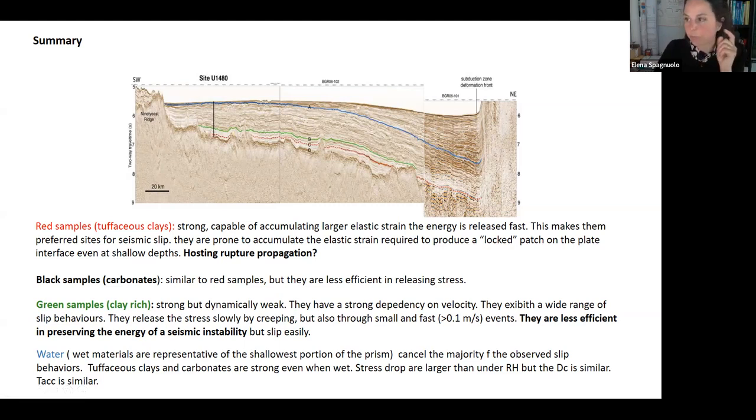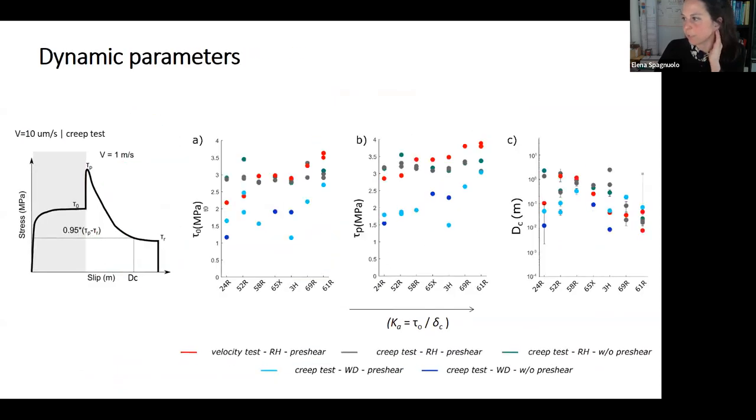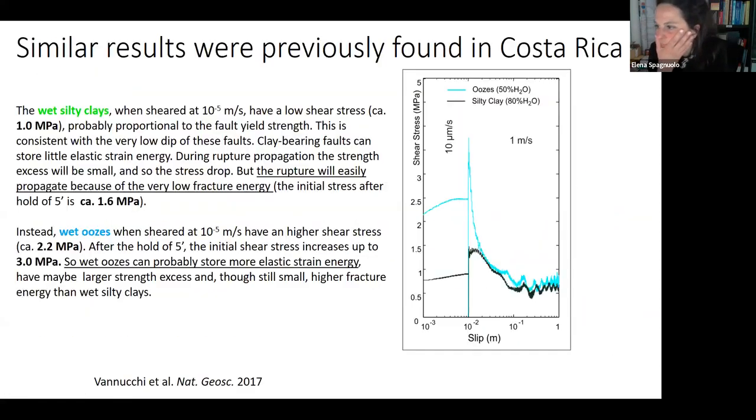And also, if we come back to this slide, for example, this one, we can see that in the case of the peak and the initial shear stress, the results are quite comparable if we load gradually with this ramp test in here, or if we load with a velocity pulse. There are differences which are interesting and need some more investigation. Similar results were also previously found in Costa Rica.